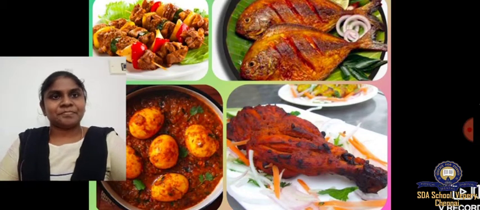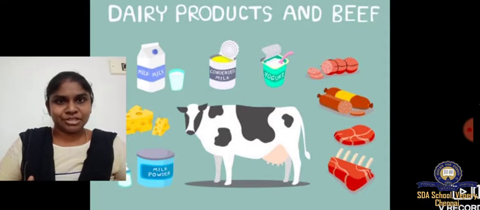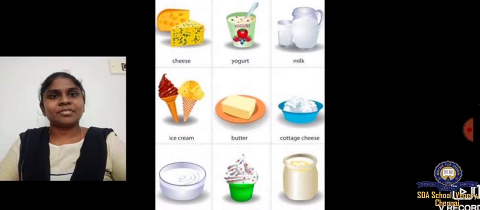Okay, next look at this picture. This is a picture of a cow, and what are the products we are getting from the cow? Dairy products and beef. Look at this. You have milk, condensed milk, yogurt, butter or cheese, milk powder, and the meat, the flesh of the cow. All these things we are eating, we are using as a food item.